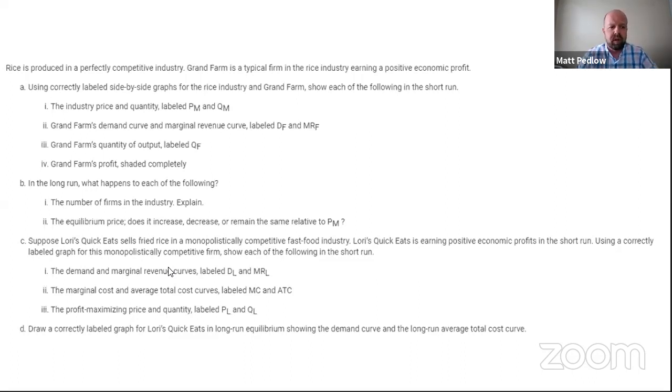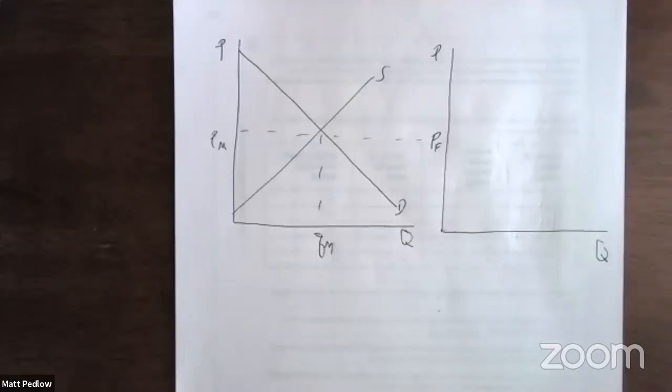Rice producing a perfectly competitive industry. Grand Farm's typical firm in the rice industry earning positive profits. Side-by-side graphs. So let's do the graphing first and then talk about the explanation points that you guys could get on here. So your graph to start out with is going to look just like this.